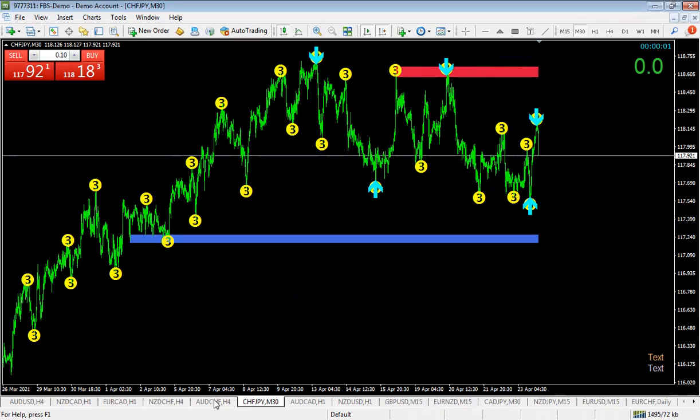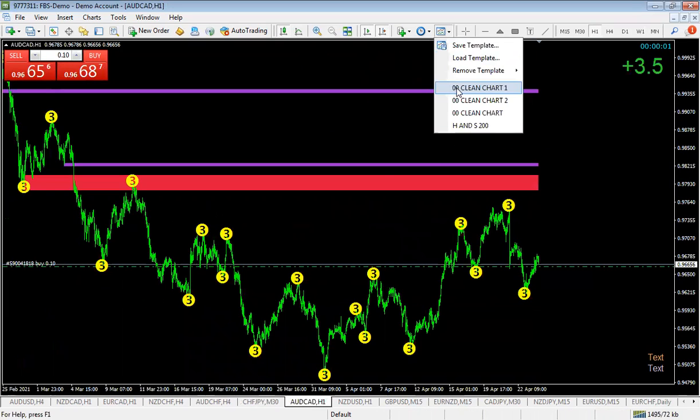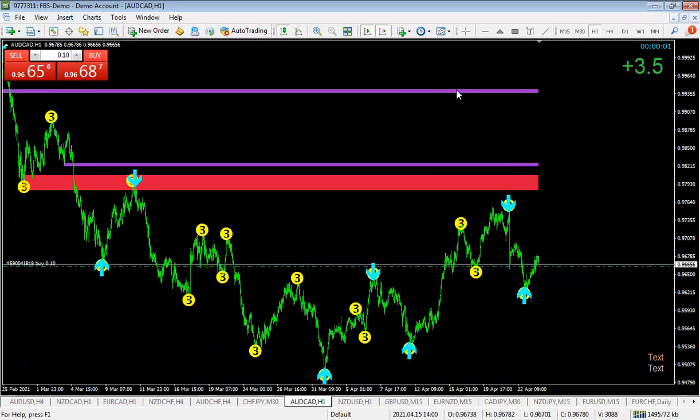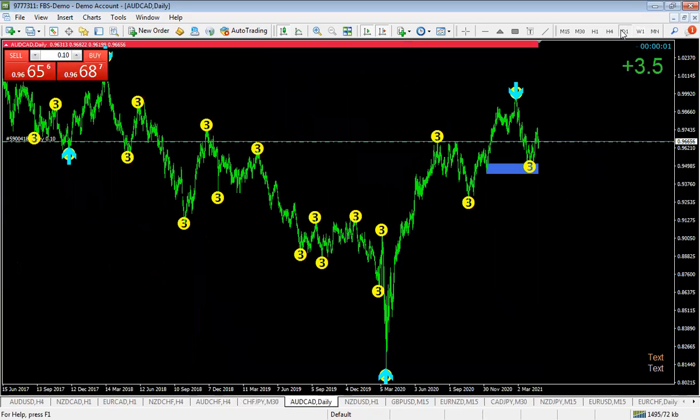Okay, let's move to the next one. So what we usually do is, please, if you can't find a good trade, just be patient and wait for the next setup. Okay, so we're going to go through this.